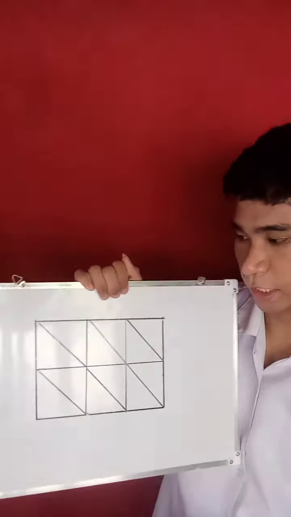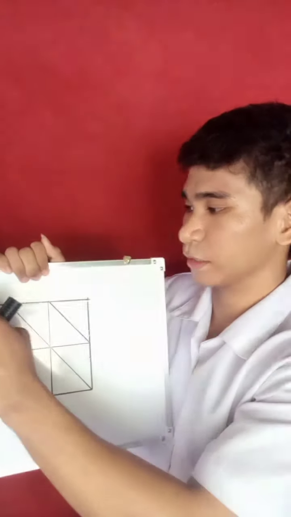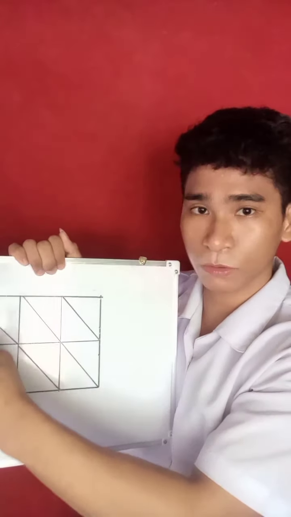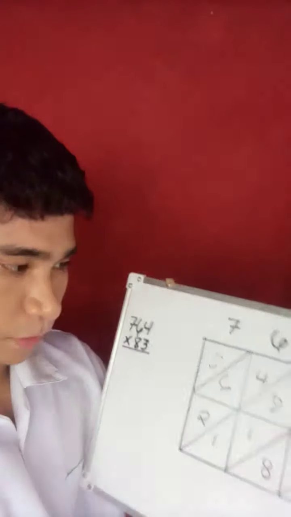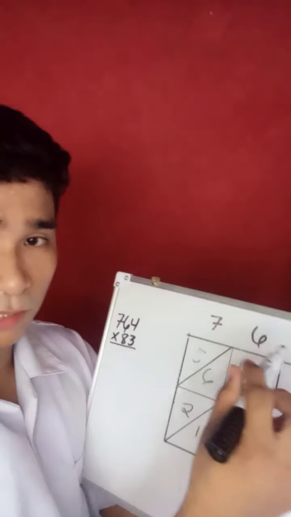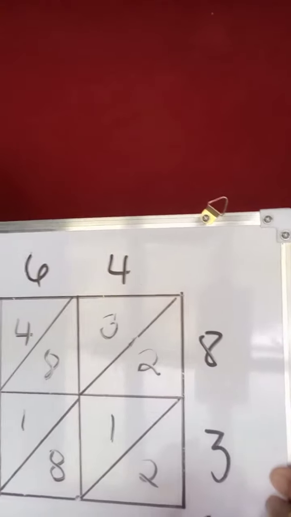Yes, like this. Okay, so I can write the numbers here: 3 digits and then 2 digits. Now, let's move to solving the problems of this topic, lattice method multiplication. So here, I write the 3-digit number, which is 7, 6, and 4, and then on the side is 8 and 3. Now, let's try to solve.